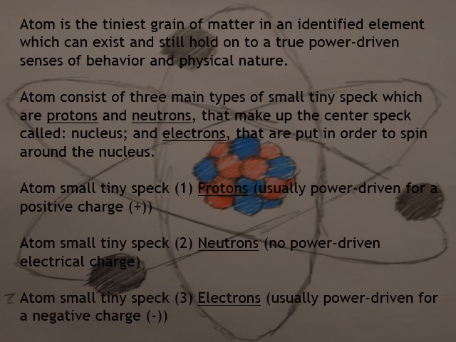Atom, small tiny speck, 1. Protons, usually power driven for a positive charge. Atom, small tiny speck, 2. Neutrons, no power driven electrical charge. Atom, small tiny speck, 3. Electrons, usually power driven for a negative charge.